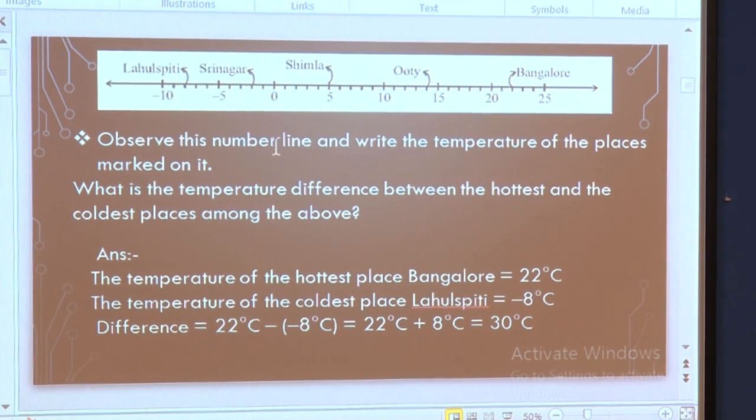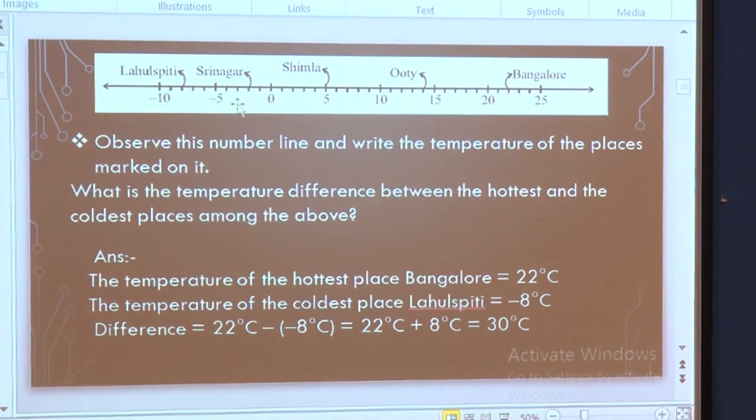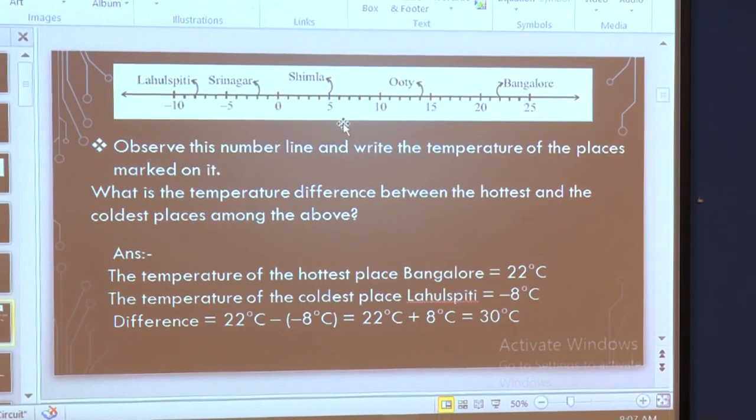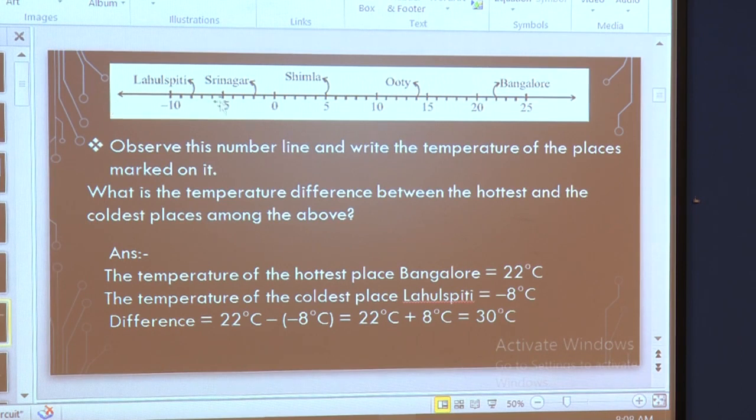Now we have seen, or I had explained to you, a number line. Here I am going to explain one of the examples. Here we have a number line.